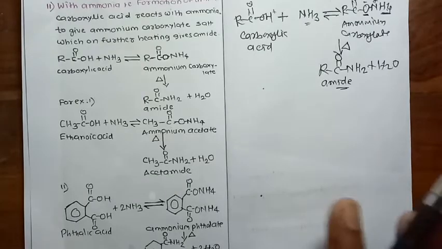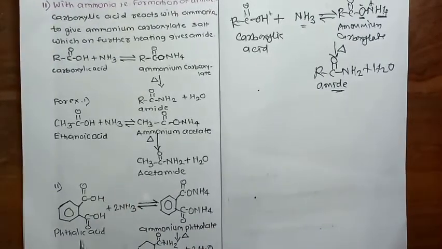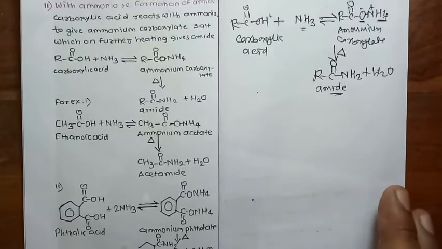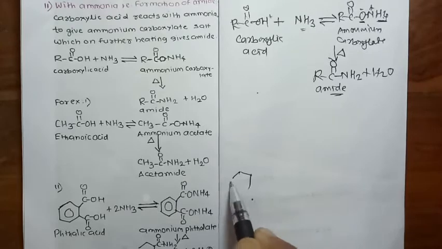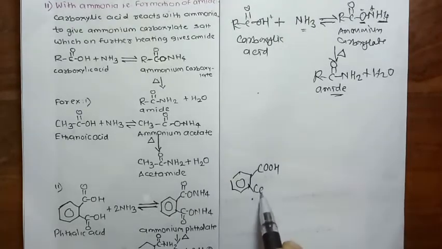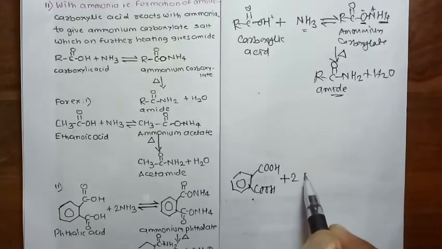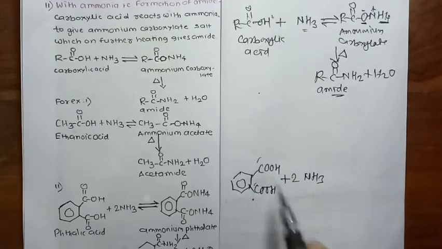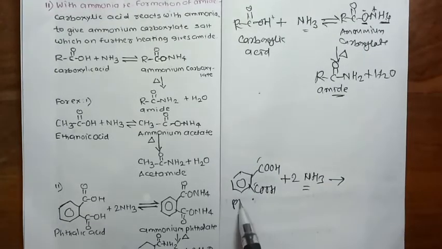Now suppose we have taken an aromatic dicarboxylic acid. This example, that is phthalic acid, is also given in our board's book. Here the reaction takes place like this. When this phthalic acid, which is a dicarboxylic acid with COOH groups, is treated with ammonia, in this structure there are two COOH groups. Therefore, two molecules of ammonia will be required. Here it is phthalic acid.